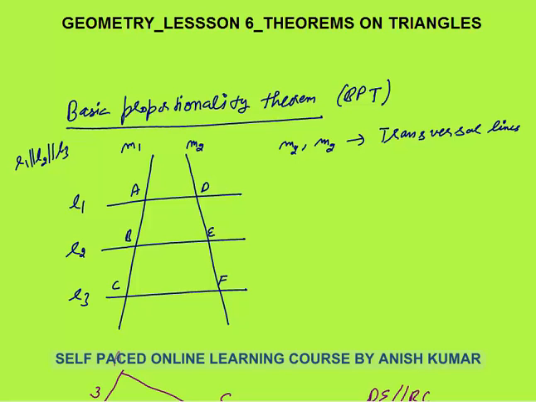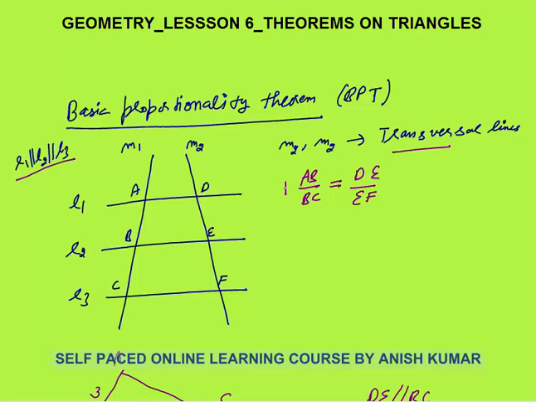Now, the first theorem is the basic proportionality theorem. This theorem says that if three lines are parallel, L1, L2 and L3, and M1, M2 are transversal lines, these are the points. Then we can always say that the ratio AB upon BC will always be equal to the corresponding ratio DE upon EF.